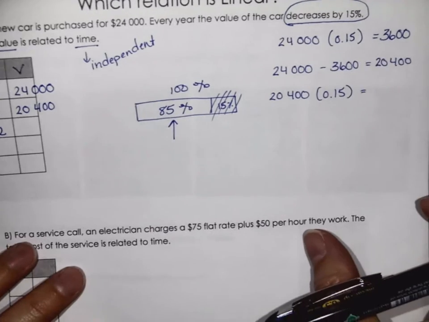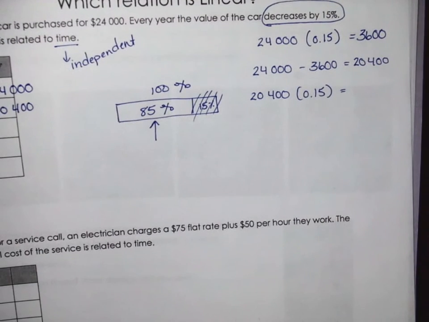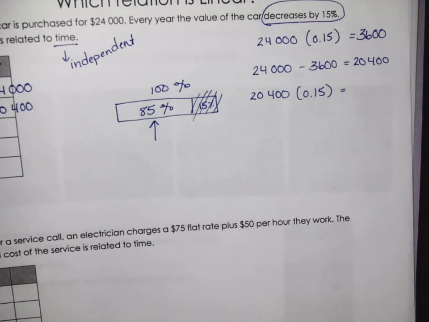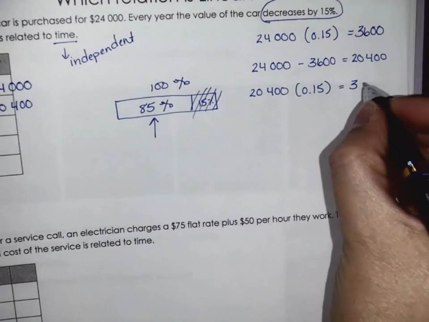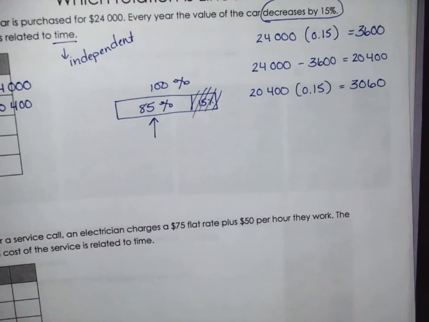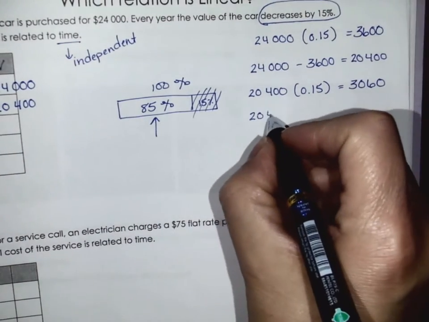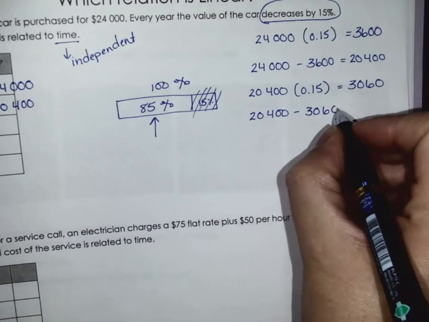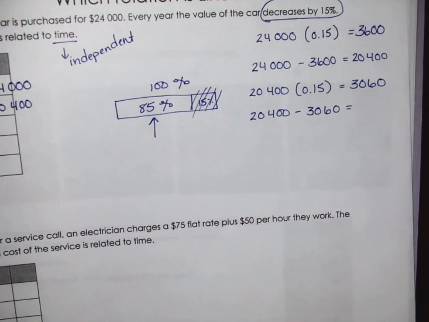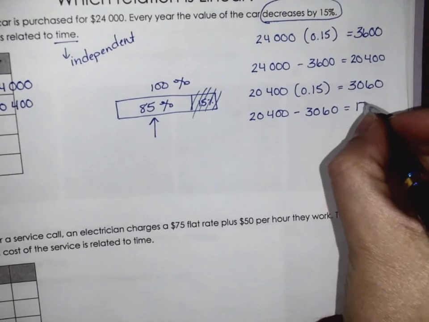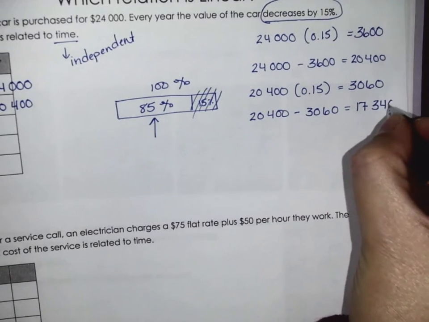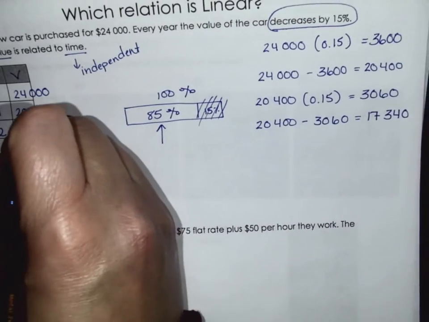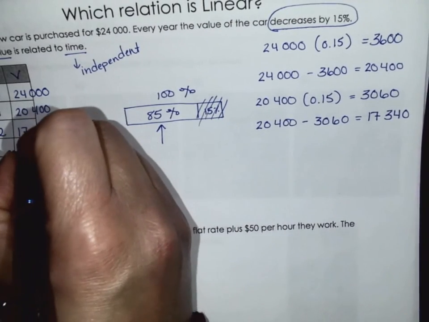So you can still do it this way, where we're subtracting, taking that 15% and cutting it off the price. So 20,400 times 0.15 is 3,060. And so I'm going to take 20,400 minus 3,060, and I get $17,340. So that would be after year 2.